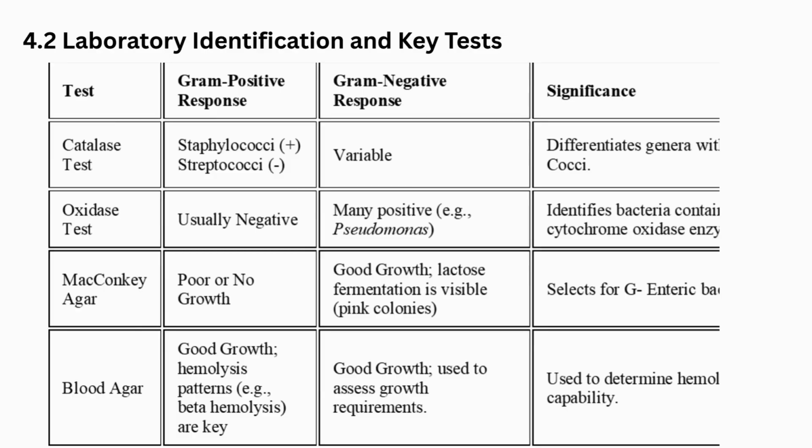Blood agar: good growth. Hemolysis patterns, for example beta hemolysis, are key. Good growth. Used to assess growth requirements. Used to determine hemolytic capability.